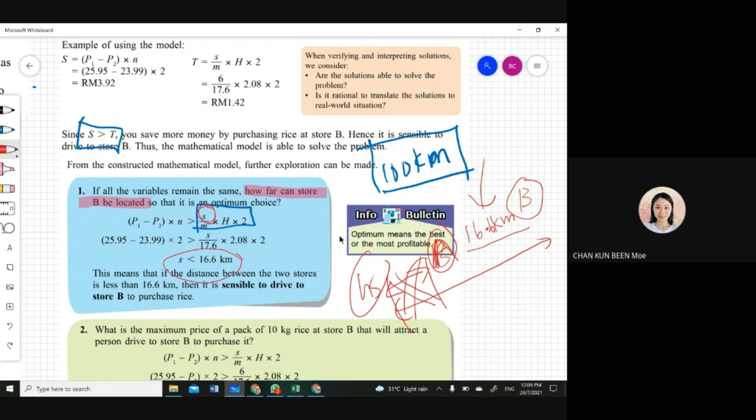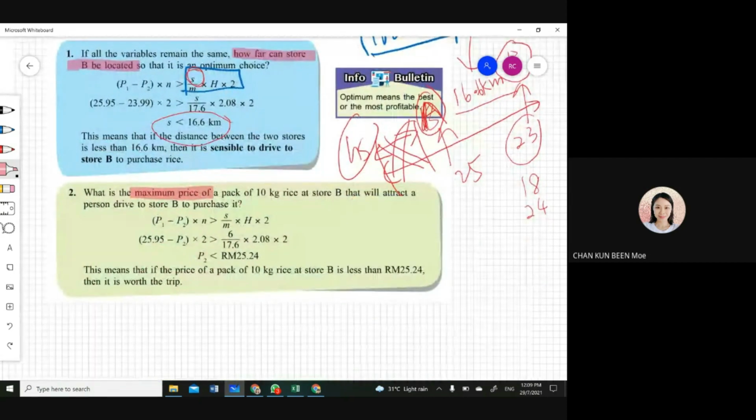Now, besides finding the maximum distance for which buying the rice is worth it, you can also determine the price of the rice. For example, in store A, the price of the rice is 25 ringgit. Store B, the price of the rice is 23. What if the price of the rice in store B becomes 18 or becomes 24? So what is the maximum price? Here, you can see number 2. What is the maximum price of a pack of 10 kilogram rice at store B that will attract a person to drive to store B to purchase it?